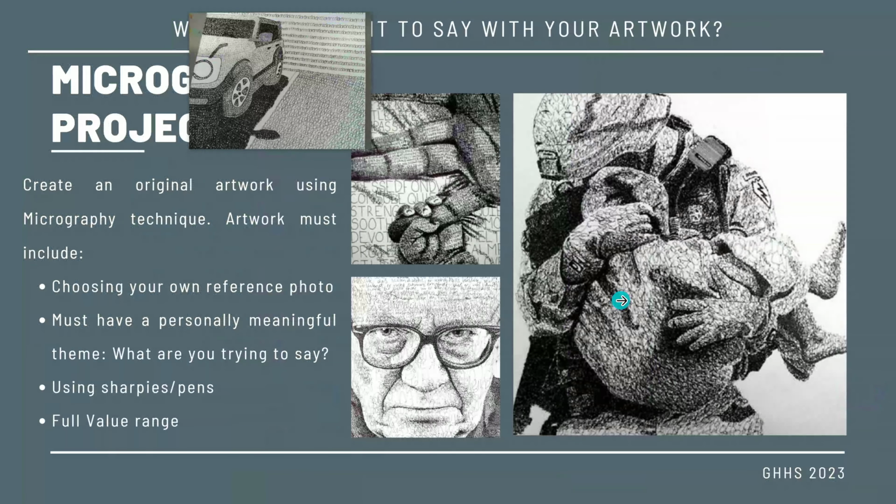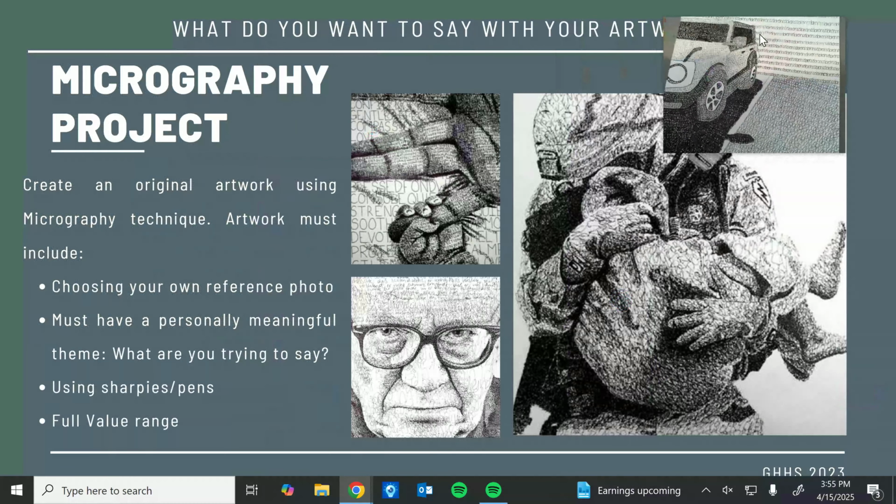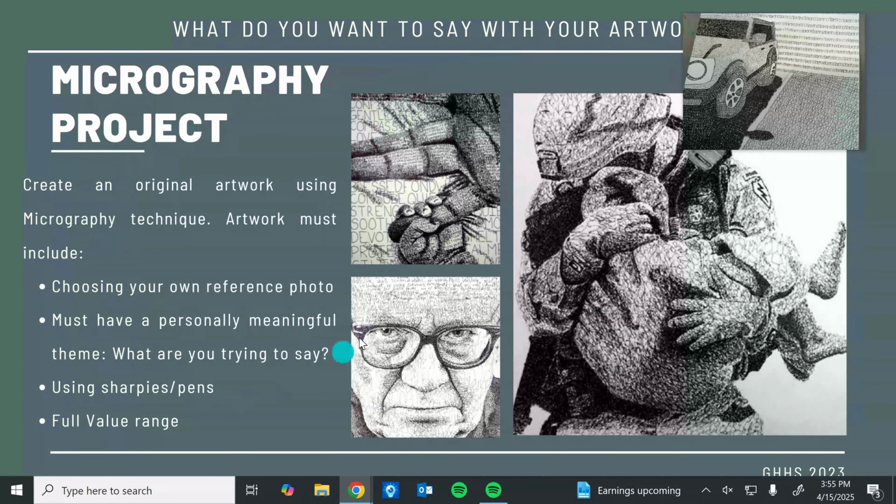Okay, so as far as grading goes, this is what we're going to be looking for. First, you need to choose your own reference photo. Don't pull something from the internet. It has to be yours. After that, you must have a personally meaningful theme. On the back of your artwork, you're going to explain why you created this piece and what words you used. So make sure you're thinking about it beforehand because you are going to have to explain it at the end.